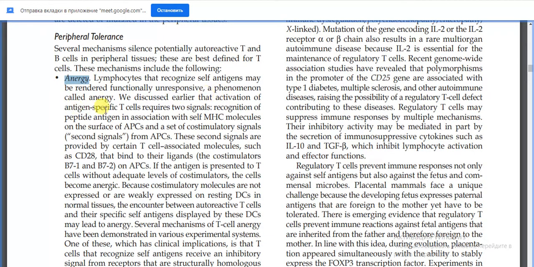Activation of antigen-specific T cells requires two signals: recognition of peptide antigen in association with self-MHC molecules, you remember, which are present on the surface of APCs, and a set of costimulatory signals, like second signals. First of all, we discussed CD28 signals and other costimulators like B7-1, B7-2 on APCs. But you remember that if the antigen is presented to T cells without adequate levels of costimulators, the cells become anergic.